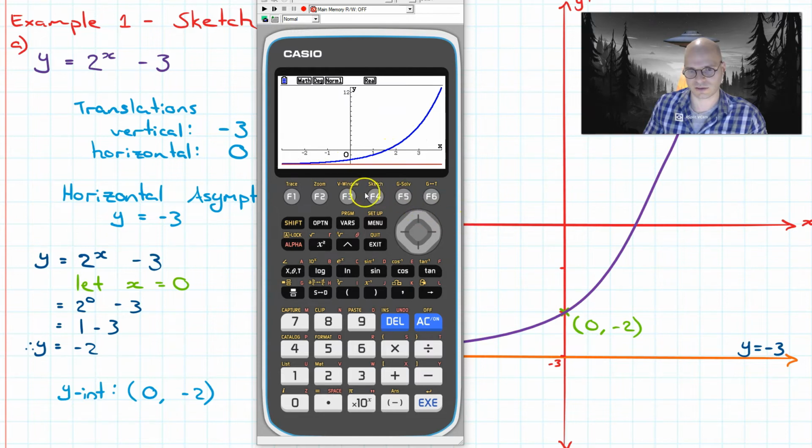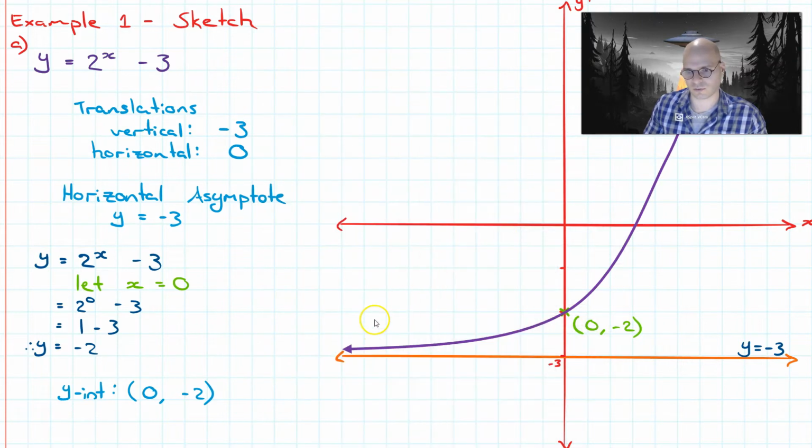Now checking that I've got the right points, I'm just going to check this intercept here. So using this intercept, I'm going to go G-Solve, and then y-intercept, this guy here, and you can see I've got 0 and minus 2. So what I can confirm from that is that I've graphed this correctly.